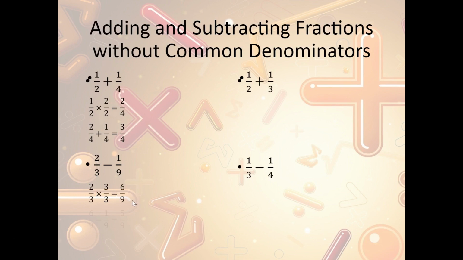Now we're going to subtract 6 over 9 minus 1 over 9. And we get 6 minus 1 is 5. And we leave the denominator, so it's 5 over 9.